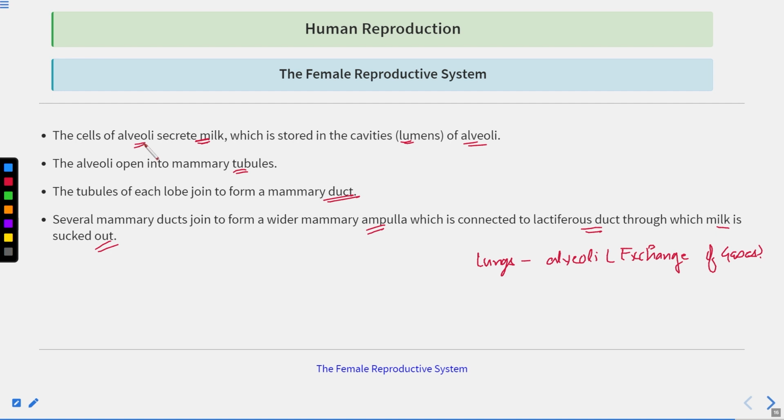This is very simple. We have the alveoli. The alveoli secrete the milk. Then this milk is stored in the cavities of the alveoli. So the alveoli open into the mammary tubules. The mammary tubules of each lobe join together to form the mammary duct, and the mammary ducts join together to form the wider mammary ampulla. And this mammary ampulla is connected to the lactiferous duct through which the milk is sucked out.